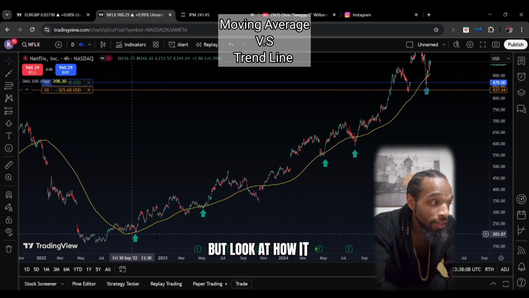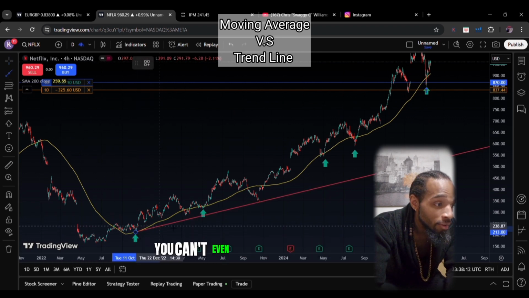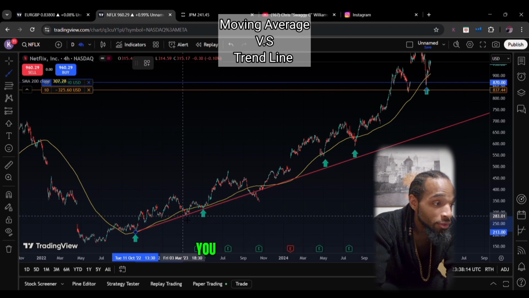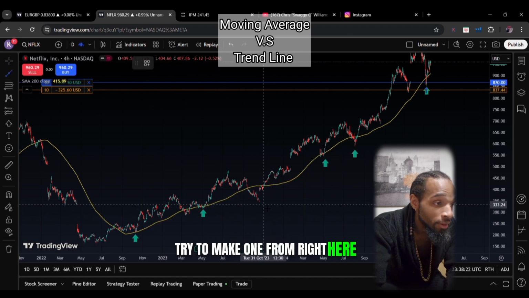But look at how it is. You can't even make a trend line. You can't even make a proper trend line. You see what I'm saying? The trend line's too straight. Can't do it. And then let's try to make another one. Try to make one from right here.